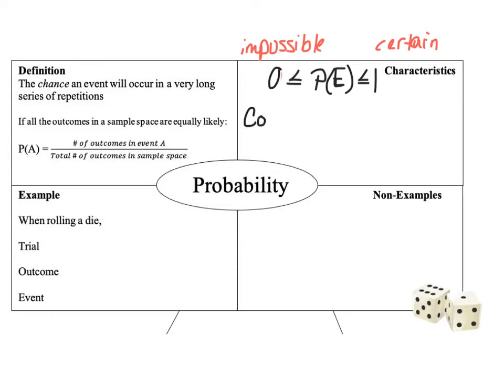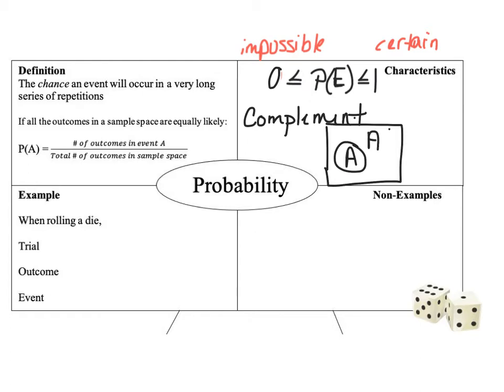I want to introduce the vocab word complement. So, event A. Let's say this is event A, and that little set right there represents A. Everything outside of it would be the complement of A. So let's say the event A is the chance that it's going to rain. The probability that it's going to rain versus the probability it's not going to rain would be the complement. A complement is defined as 1 minus A.